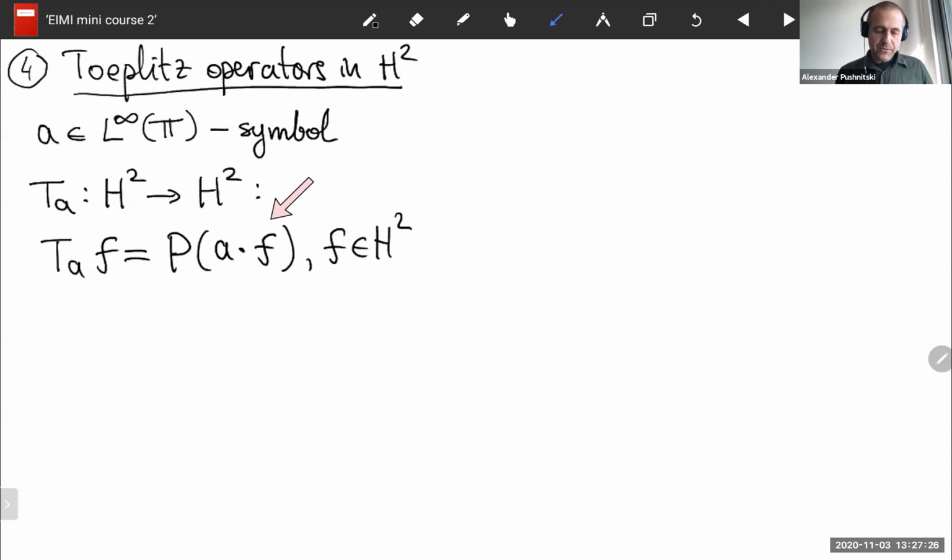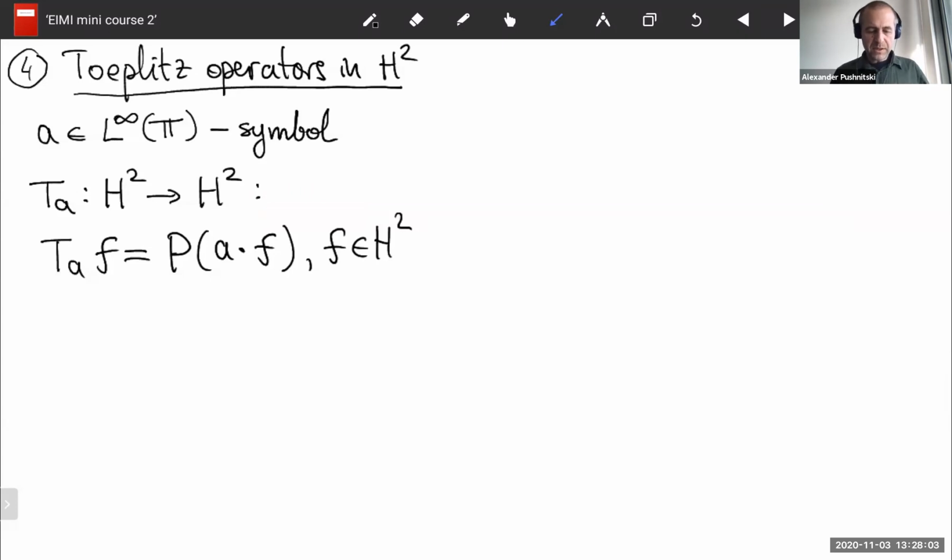So we take an f which is in H2. We multiply it by A. Of course, after this multiplication, this function is no longer in the Hardy class, because if it only had non-zero positive Fourier coefficients, now it all became messed up after this multiplication. But then we project back onto the Hardy class, and so we call this operator the Toeplitz operator with the symbol A.